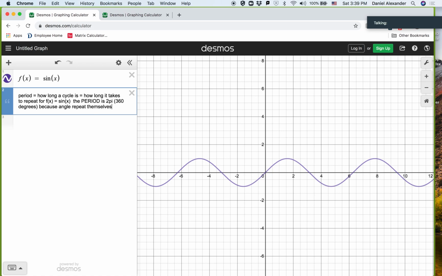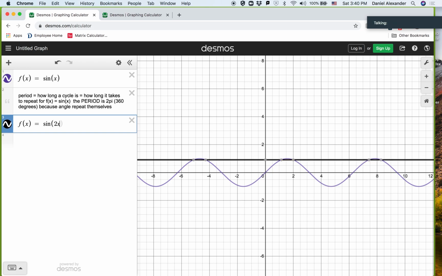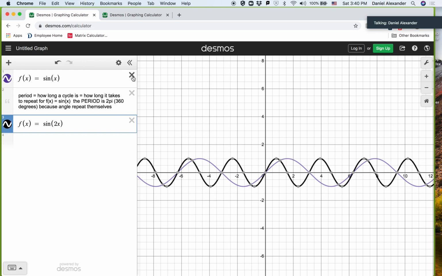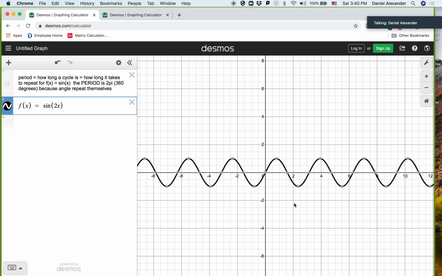Okay. So, let's do what we did before. Let's look at f of x equals sine of 2x. And let's take this off because that's going to be a mess. How long does it take to repeat itself? So let's just trace it.